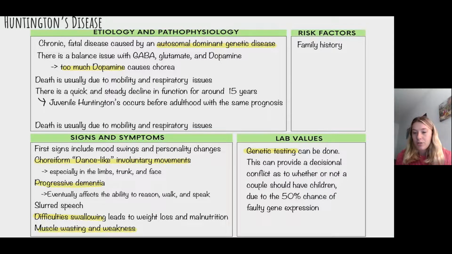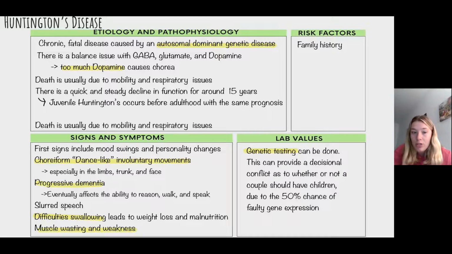So our first signs and symptoms are going to be changes in mood and personality. Then you're going to start to see these chorea movements in the limbs, trunk, and face. Unfortunately, these patients are now going to have progressive dementia. They're not going to be able to reason, walk, speak, etc. So a lot's going on. Again, difficulty swallowing, difficulty making that mind to muscle connection of I am taking in this food, I need to swallow it. That's going to be a big one. As we talked about with Alzheimer's, how do we keep these patients safe? Same thing. And then unfortunately, muscle wasting and weakness.